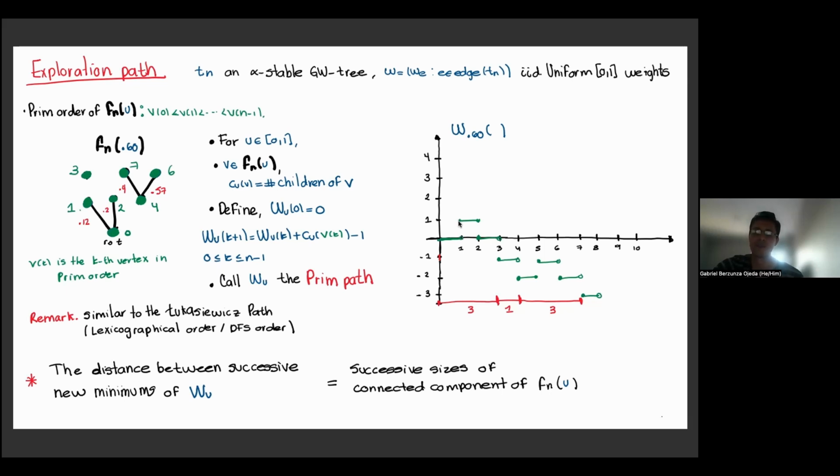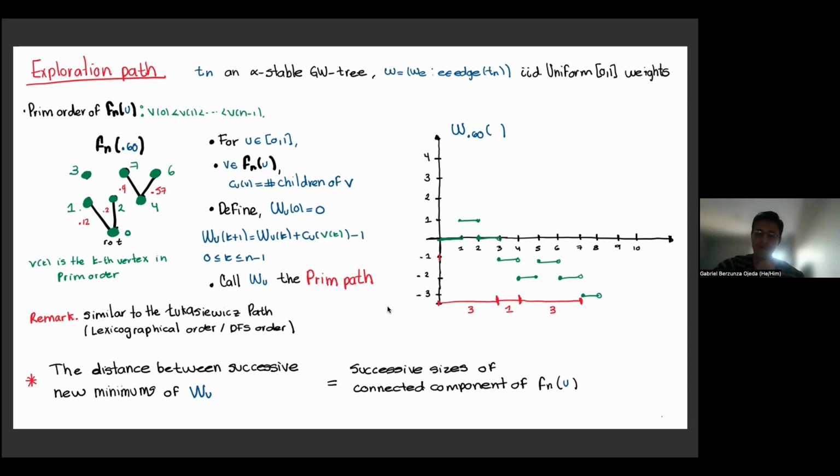Then you move on. The next step of this random walk will be given by the number of children of the next vertex according to the prime order. In this case, it's this one, which we label 1, which has 0 children. Minus 1, that means you get minus 1. So the random walk will give a step of size minus 1, and so on and so forth.